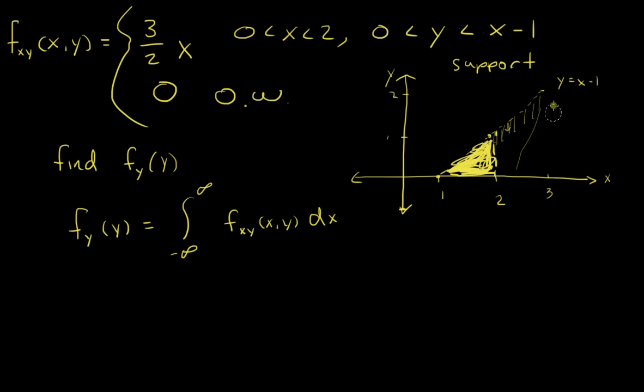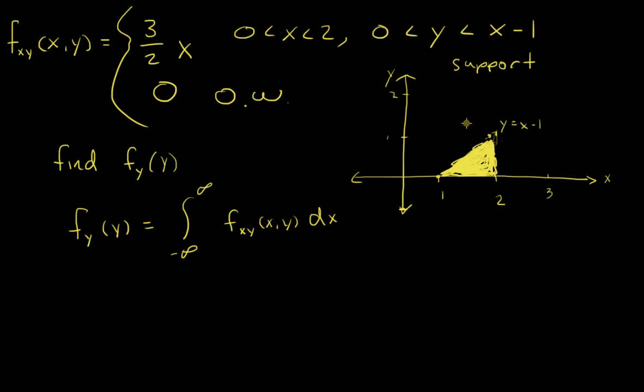Let me go ahead and clean this up. This is the line right here. Only in this bright yellow area does the joint distribution take non-zero values. So this is the graph of the support. It's very important that you understand and that you're able to graph this.